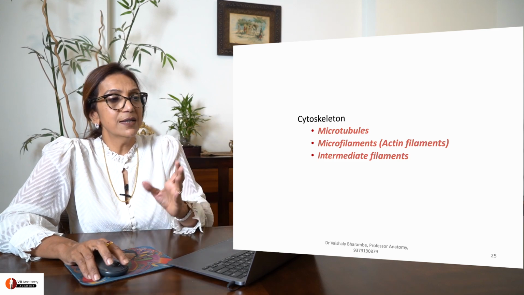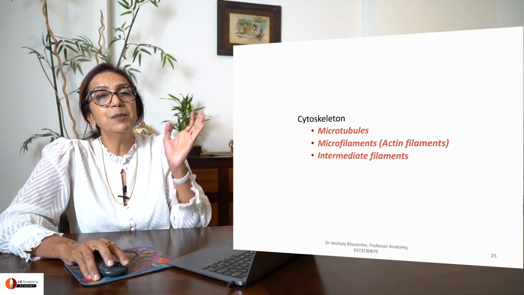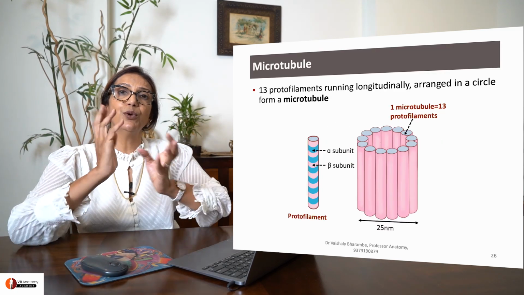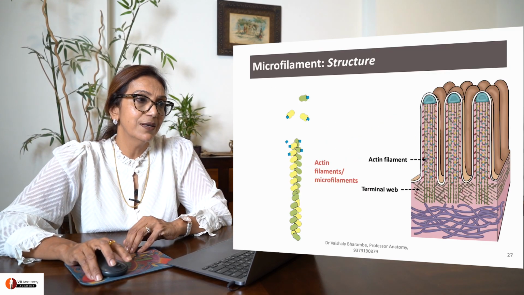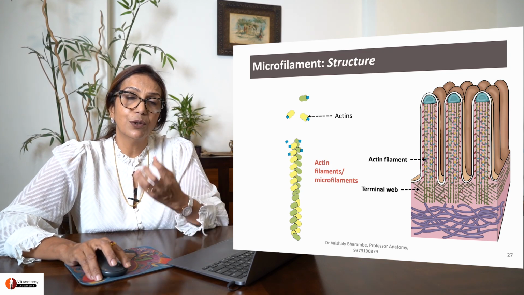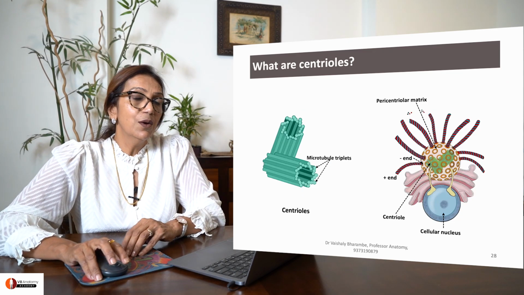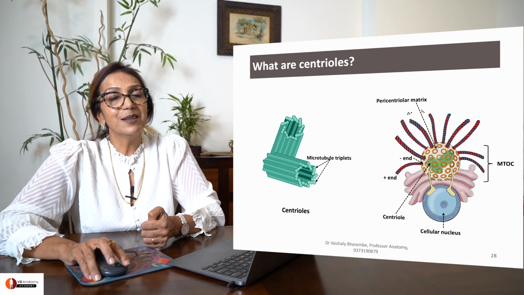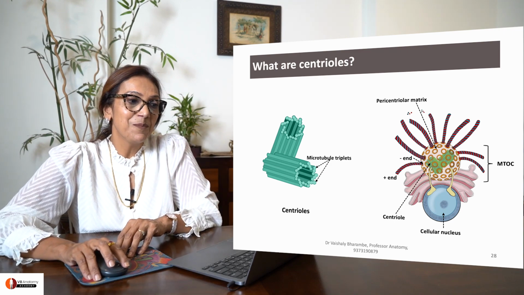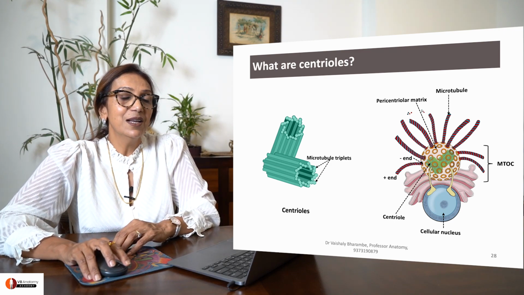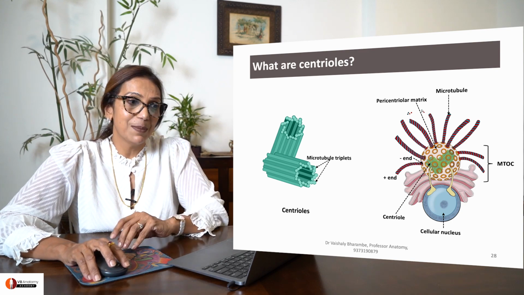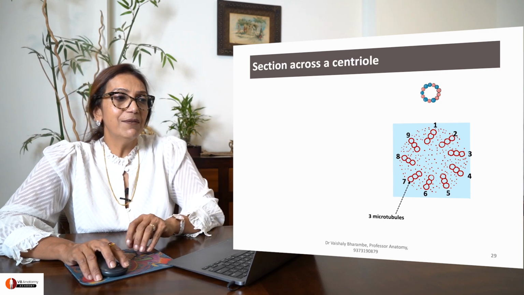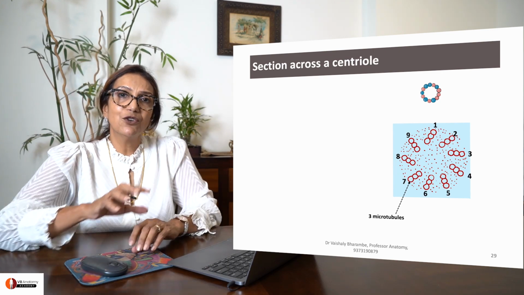So, cytoskeleton consists of microtubules, microfilaments, intermediate filaments, which should be discussed. The structure of microtubules, 13 protofilaments joining to form a microtubule, microfilaments forming the core of microvilli, centrioles, which are surrounded by MTOC. What is MTOC? Find out in the lecture. And how this MTOC releases microtubules, which are utilized by the cell for various purposes. A brief diagram development will be done by drawing the section of a centriole.